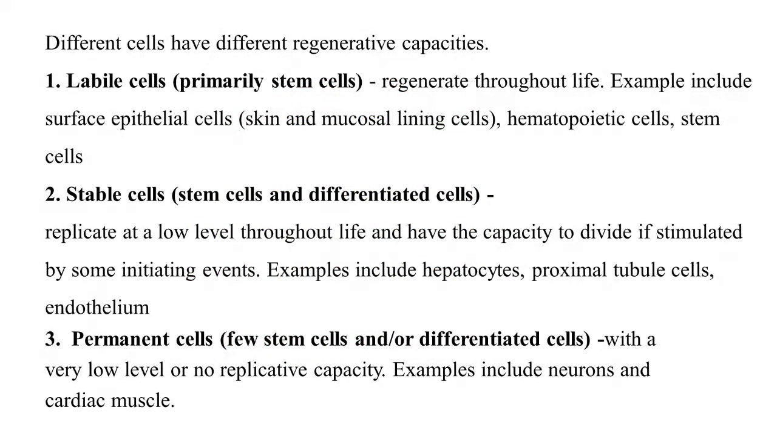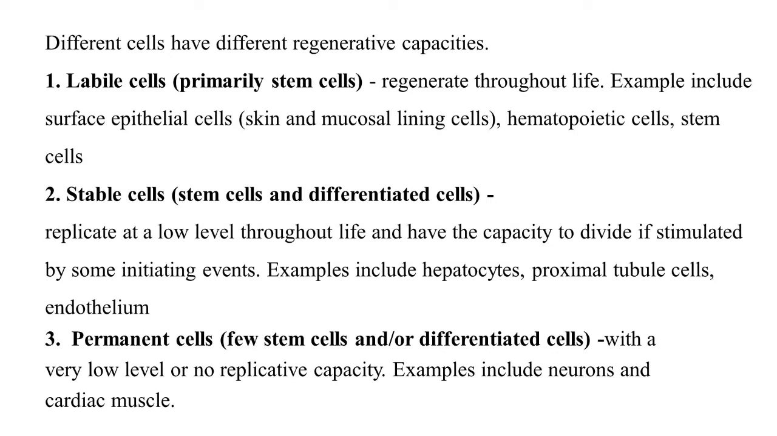Let's look at the different regenerative capacities of cells. After injury, cells are able to regenerate. That is why whenever there is a wound, after some time it will heal, and when it heals, the skin goes back to normal. Different cells have different regenerative capacities. There are certain parts of the body that can regenerate after they have been worn out, and there are certain parts of the body where the cells can never regenerate again.